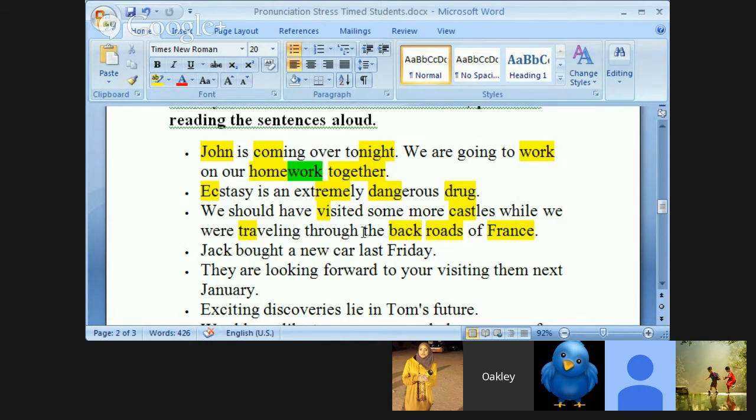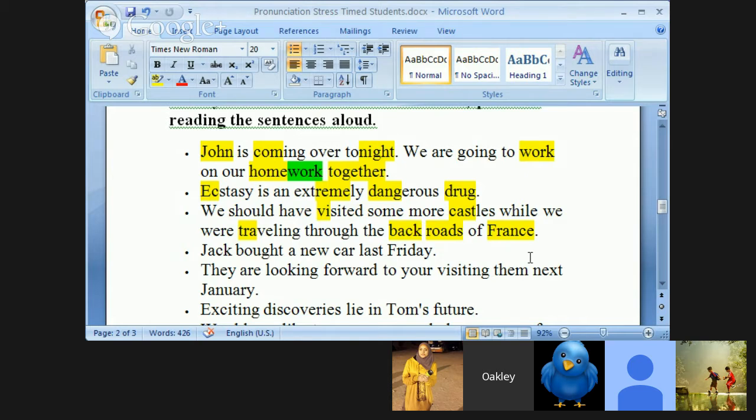Okay, that was pretty good. Lots of reduced parts here, big empty spaces without yellow highlighting. I'm going to try to read it. Listen to how much I reduce those big empty spaces. We should have visited some more castles while we were traveling through the back roads of France.